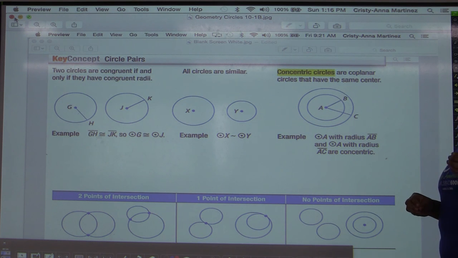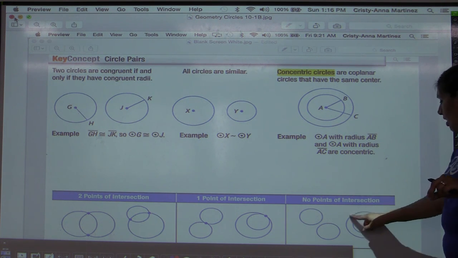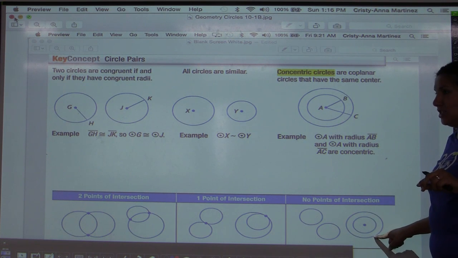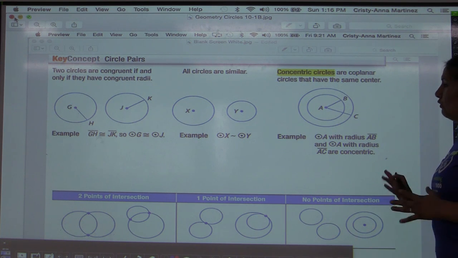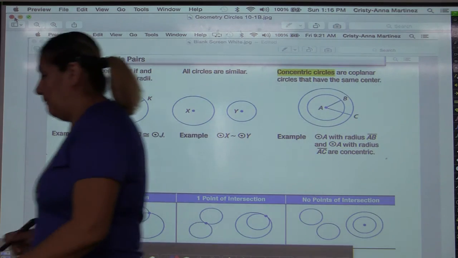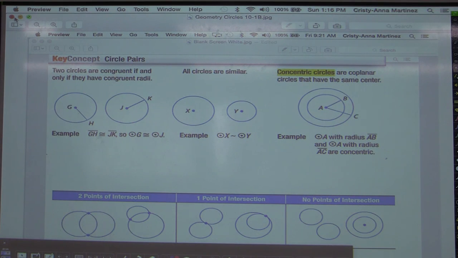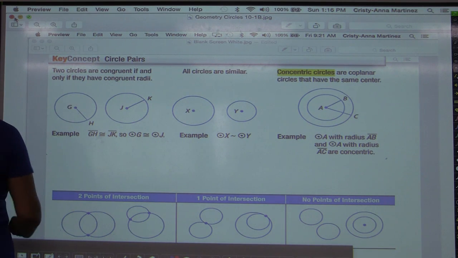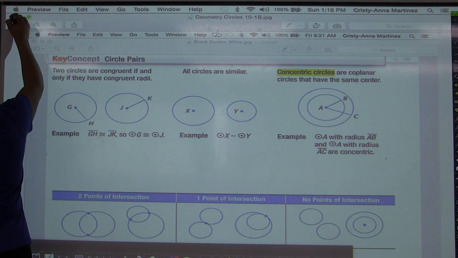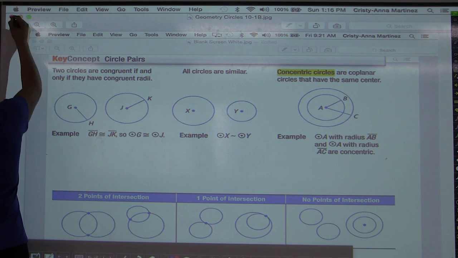Remember that the center of a circle is not technically part of the circle, because it's not on the actual circle itself. It's just giving you a reference point. So those are the ways that we can have intersections. So we're going to go to our example here so I can show you how we're going to apply this.